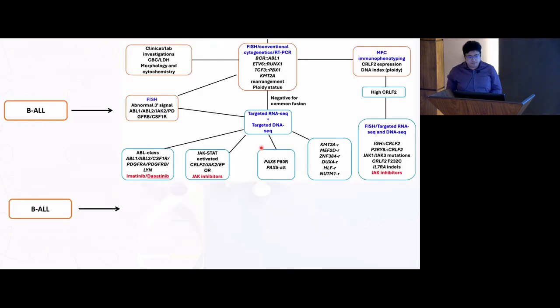So the answer to that, at the current time point, what we do in our lab is that we do a series of investigations, which is usually followed in a sequential fashion. So we do a routine FISH and RT-PCR. And if they are negative for that, then maybe you'll go for a targeted RNA sequencing to detect all these different types of fusions. If they're negative for RNA sequencing, then maybe you'll go for a DNA sequencing, which can pick up some of the sequence mutations like PAX5, PATR.